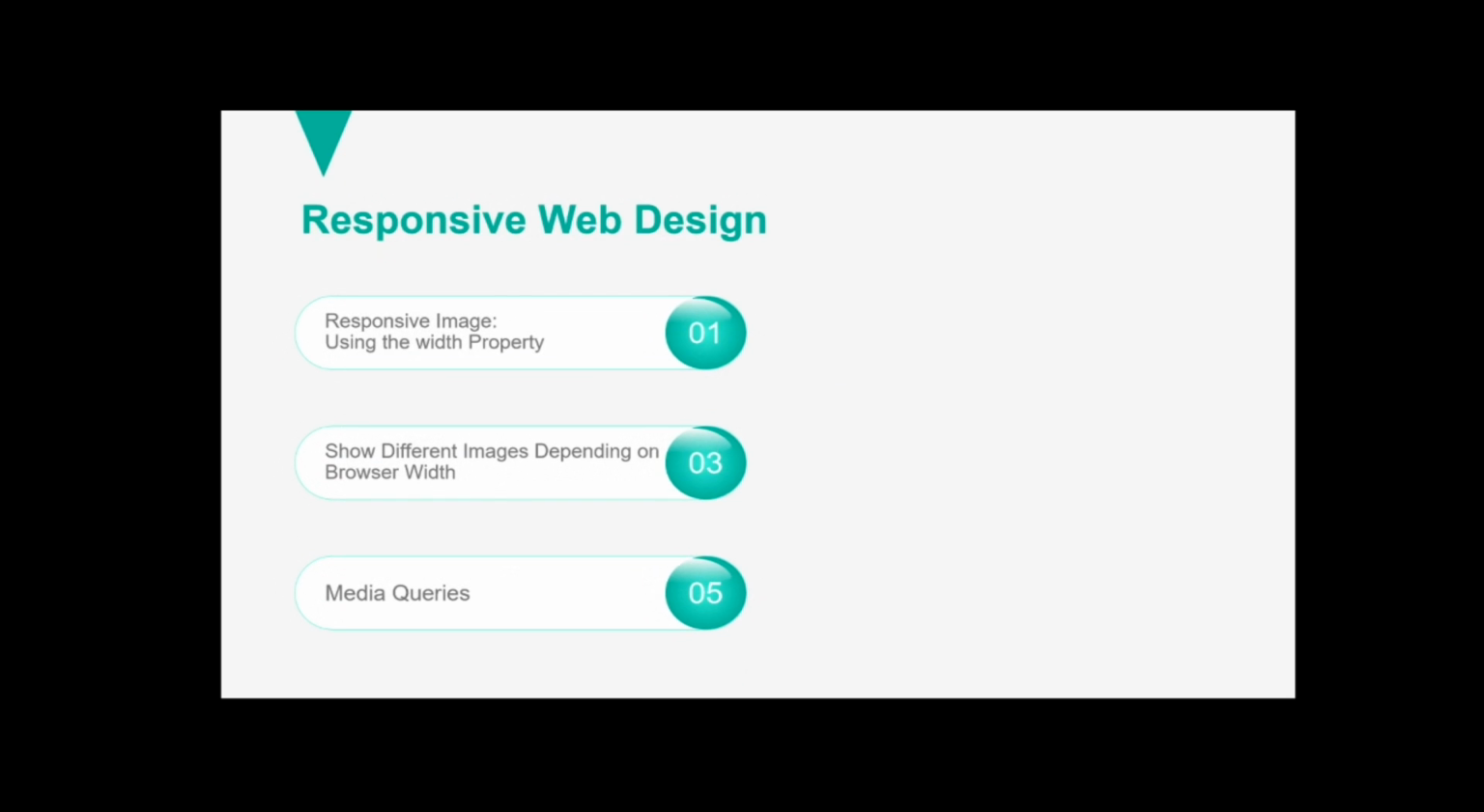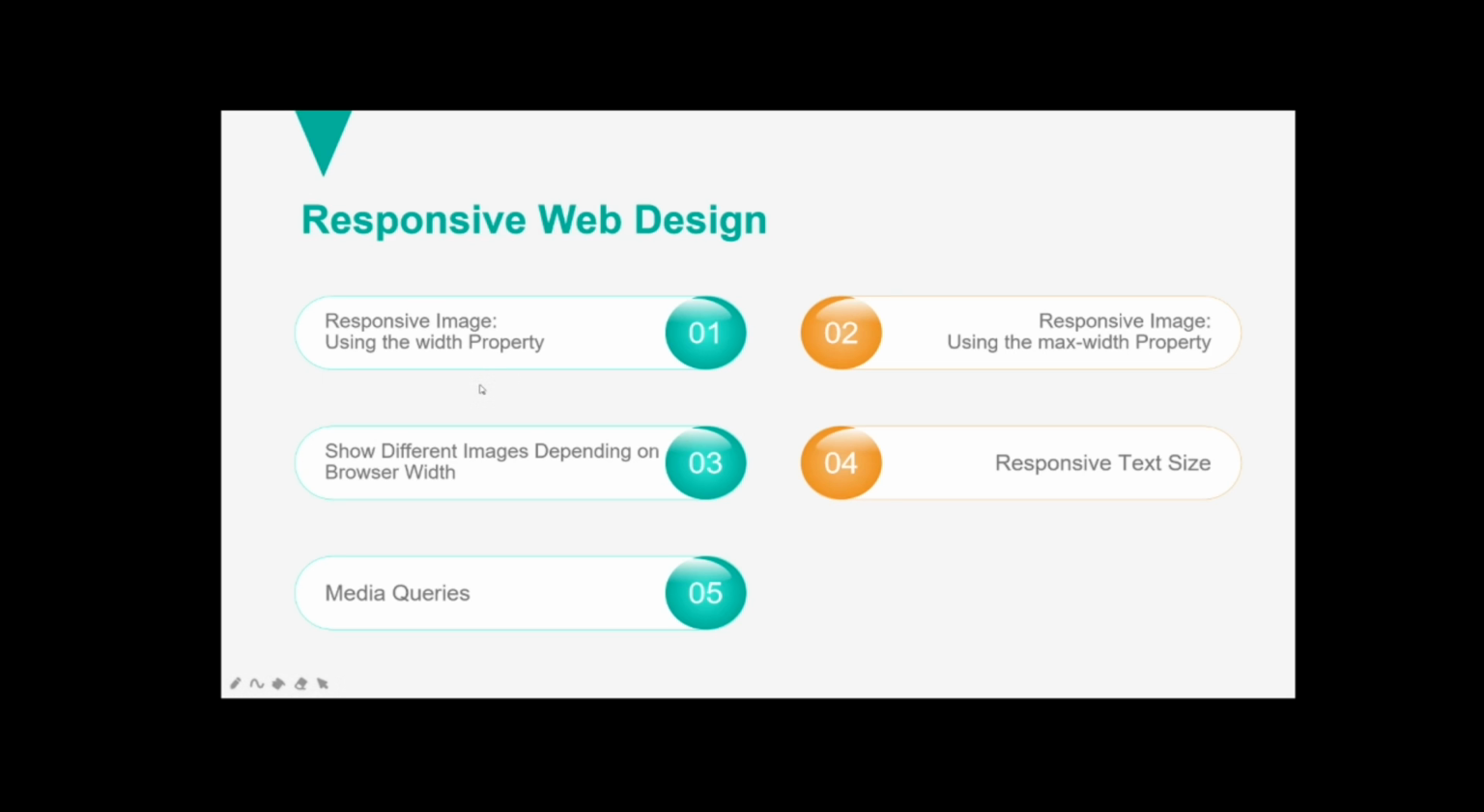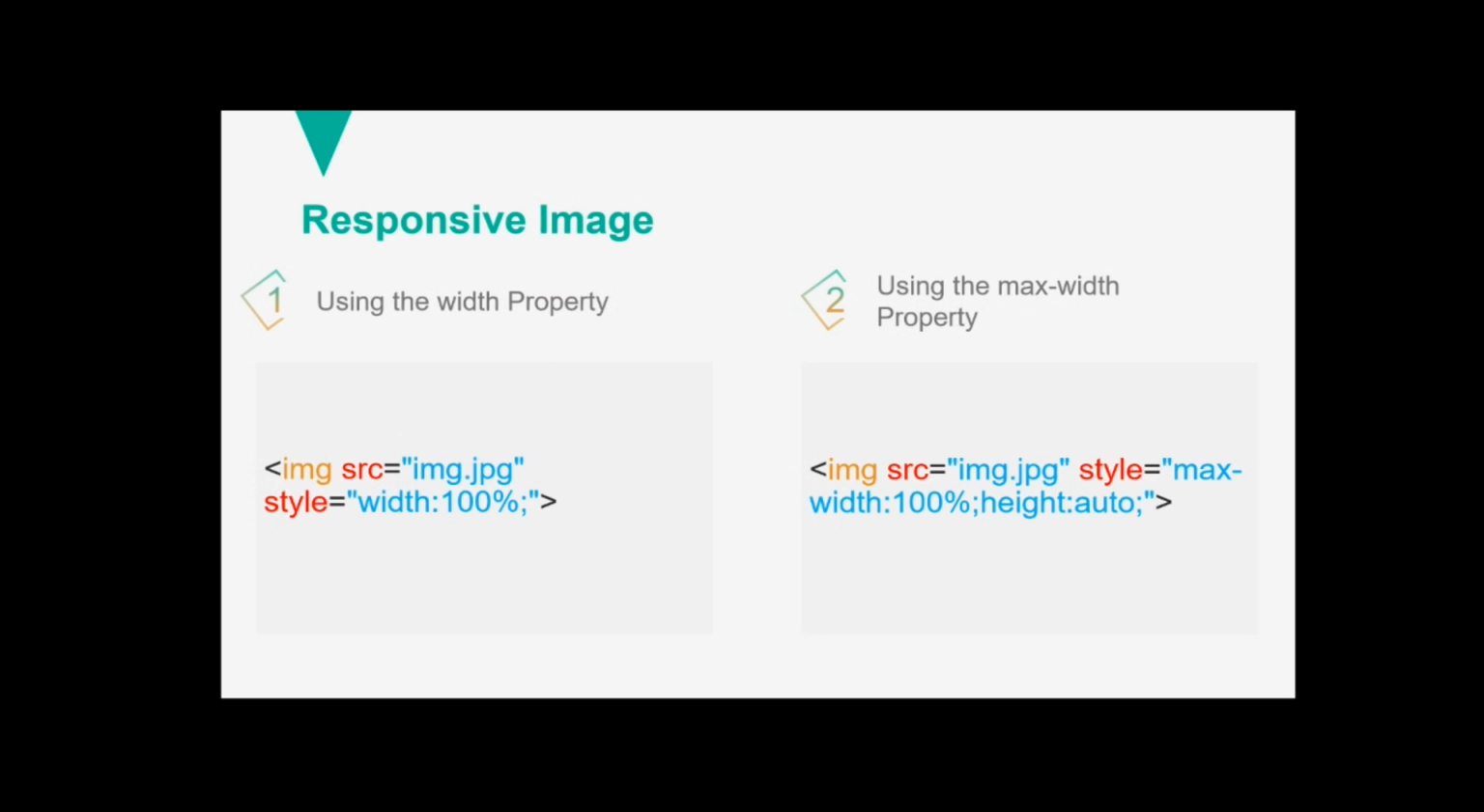Some examples of this are the responsive image using the width property, the responsive image using the max width property, showing different images depending on the browser width, responsive text size, and media queries.